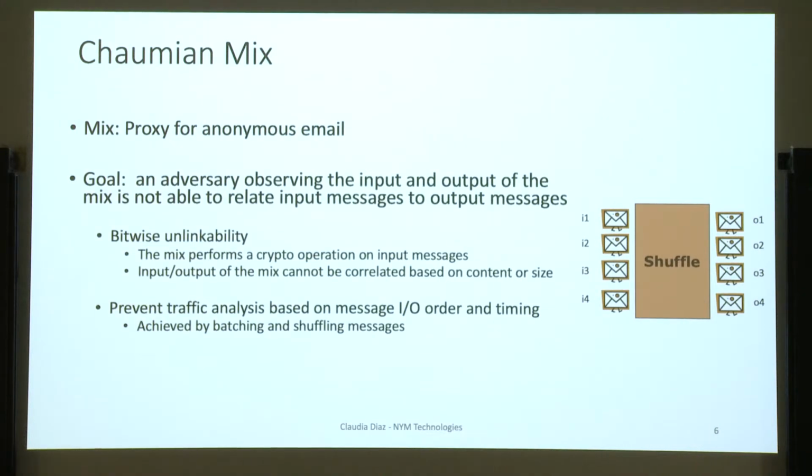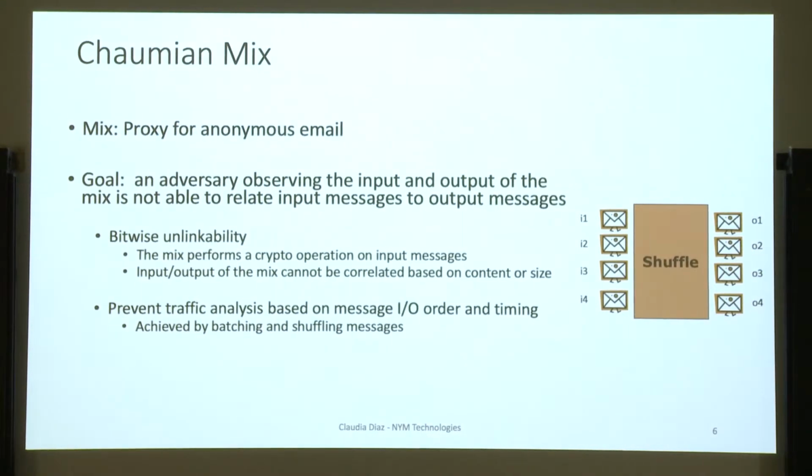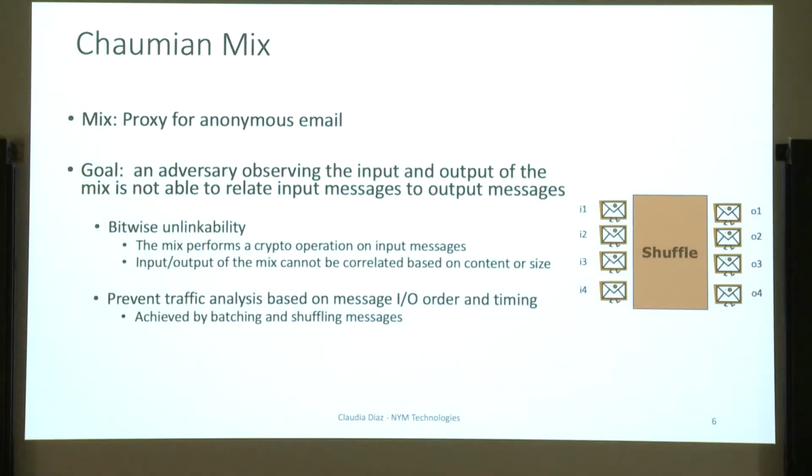The goal is that even if the adversary is seeing all the inputs and all the outputs, they are not able to correlate which input corresponds to which output. So you want to have a permutation that doesn't leak any information. For that, you need to change the message cryptographically, meaning that the bits should not give any information about what input corresponds to which output. But that's not enough. That's the easy part, actually.